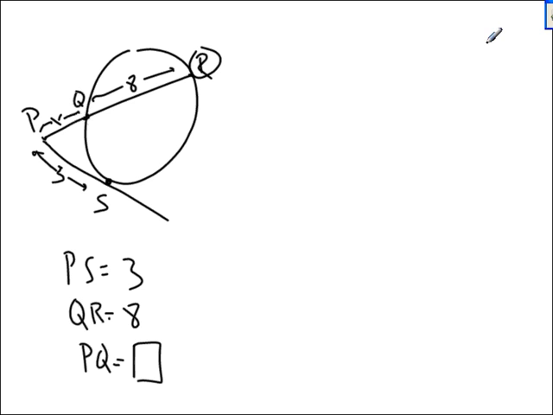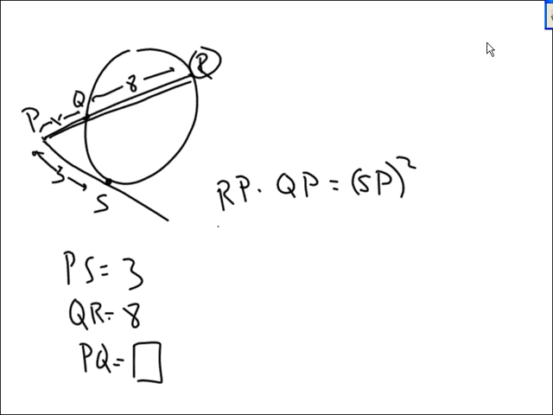Well, it's R to P times Q to P. And this is going to equal SP squared. Well, RP, R to Q is 8, and then X more. It's 8 plus X. And QP, that's given. That's X. And this is supposed to equal SP or PS squared. 3 squared or 9.